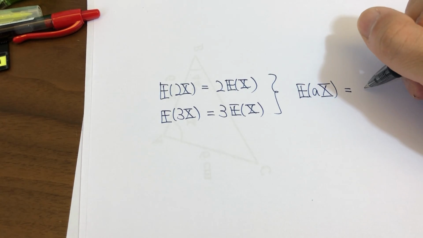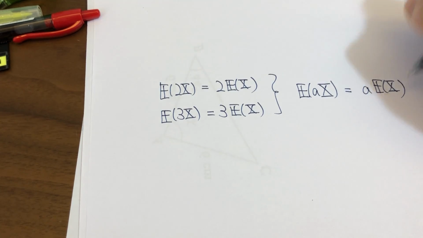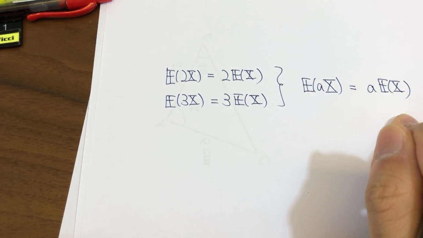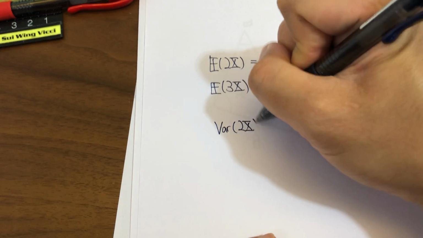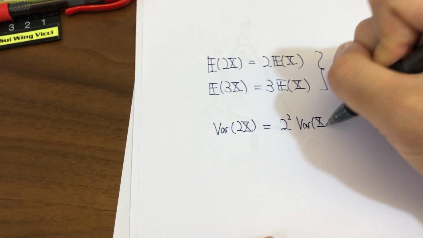It will just become a, the constant, times the expected value of x. We can simply put the constant out, just like that. And then what about the variance? We find that the variance of 2x is equal to 2 squared times the variance of x.